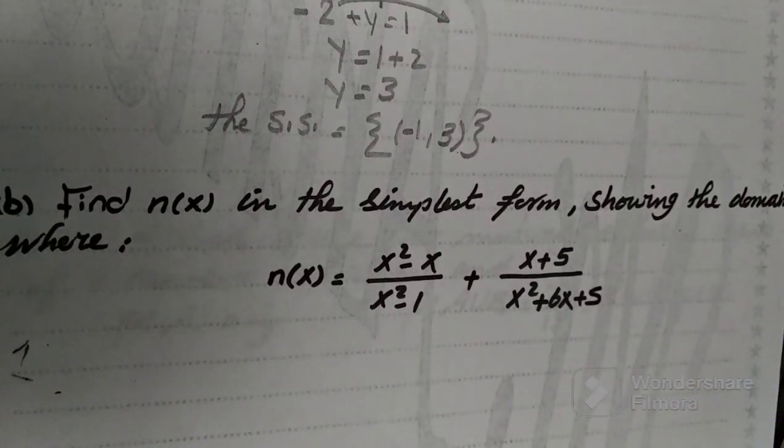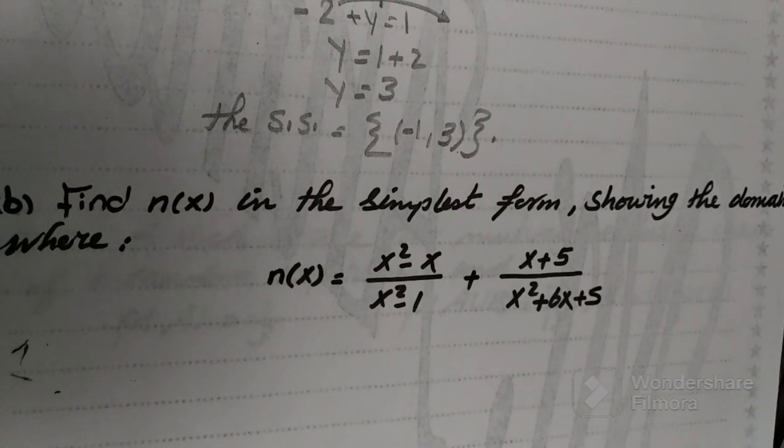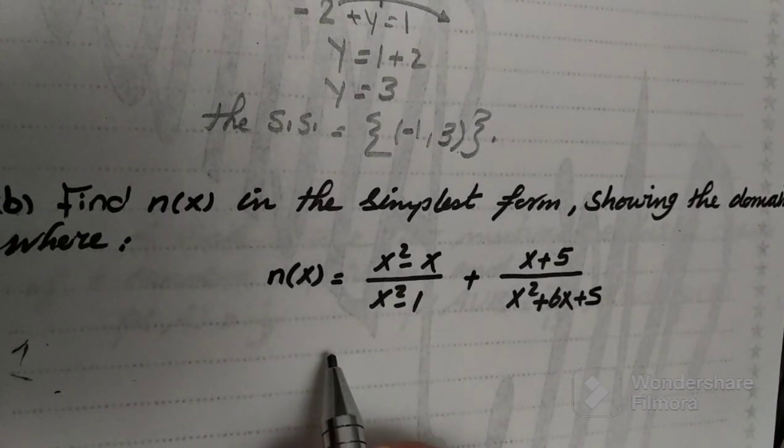Find n of x in the simplest form, showing the domain, where n of x equals x squared minus x over x squared minus 1, plus x plus 5 over x squared plus 6x plus 5. To add two algebraic fractional functions, we must have a common denominator. Before doing the addition, we must factorize numerator and denominator and find the domain. We will do it with us.